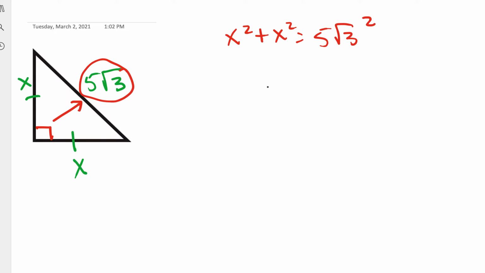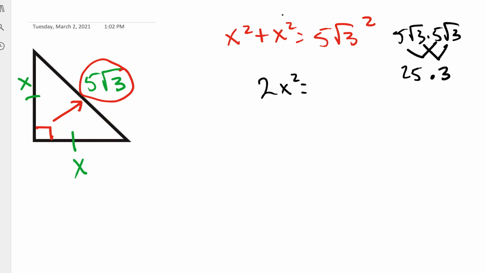X squared plus x squared, we just learned is 2 of them, 2x squared. And 5 radical 3 times 5 radical 3, we multiply whole number with whole number, 25. Radical 3 times radical 3 is radical 9, which is normal 3. So 25 times 3 is 75. Oh boy, so this one ends up with a fraction, or a decimal, but that's okay. We'll just leave it as a fraction.